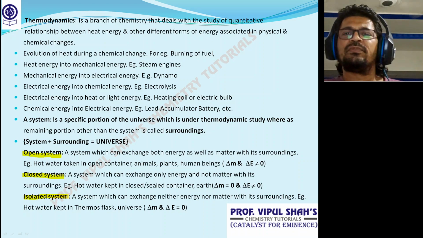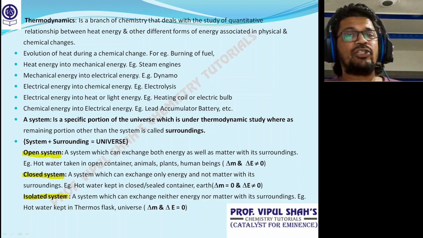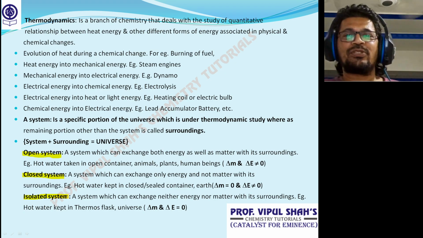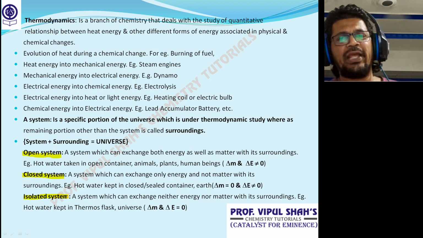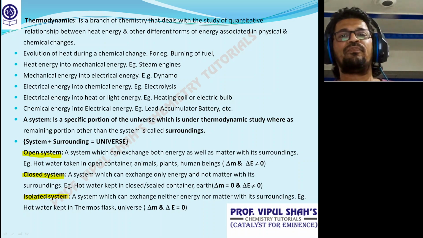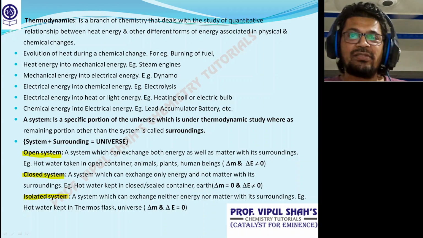Basically, all living things are examples of open systems. A closed system is capable of exchanging only energy and not matter with the surroundings. Like anything in a closed vessel, is this clear? Like a cup of coffee on which I keep a coaster, it will only exchange energy with the surroundings. The volume of that coffee will remain the same. That's a closed system.